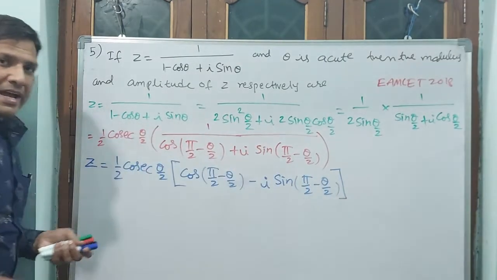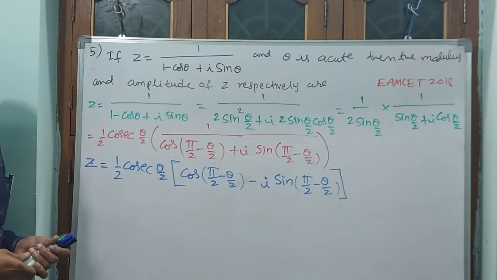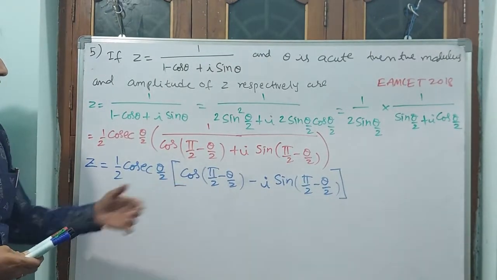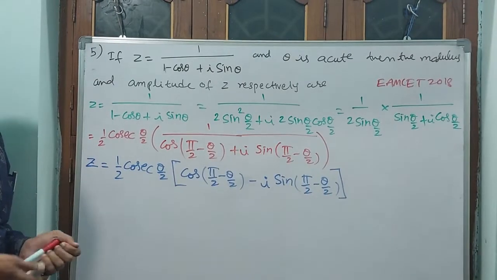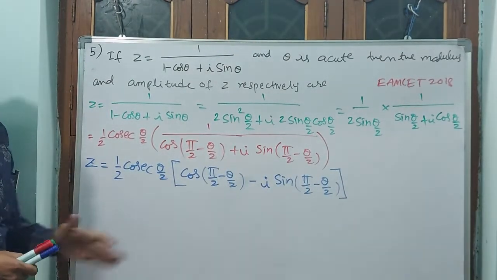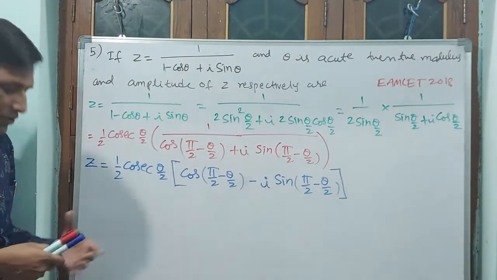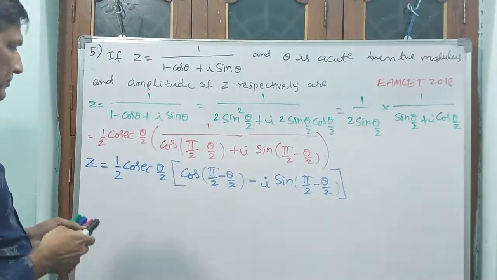This you square and add. If you square and add, automatically what will happen here? It is going to become 1. Okay? Then when it is going to become 1, automatically what will the modulus? Modulus is this one only. Then first you write modulus.